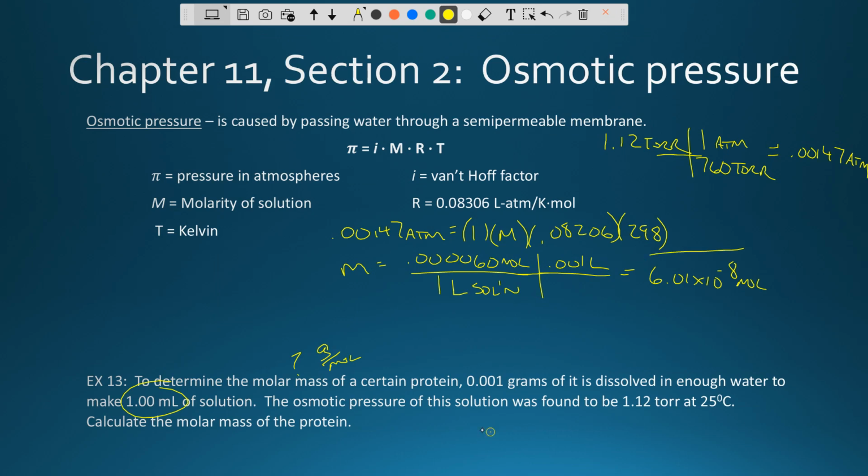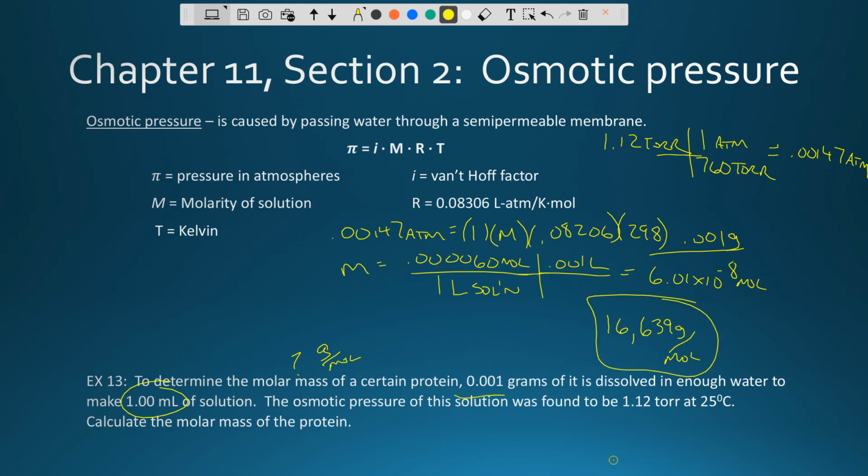Well, I was given 0.001 grams. For every 6.01 times 10 to the negative 8 moles, that means that I'm going to need 16,639 grams of this protein per mole. That's my molar mass. Okay?